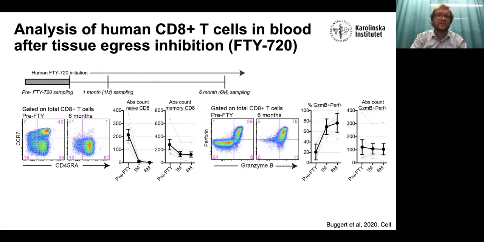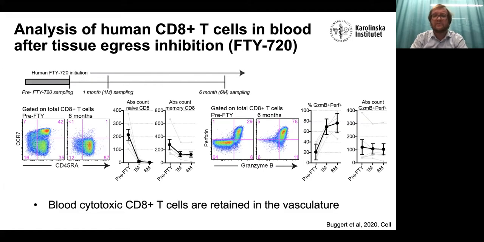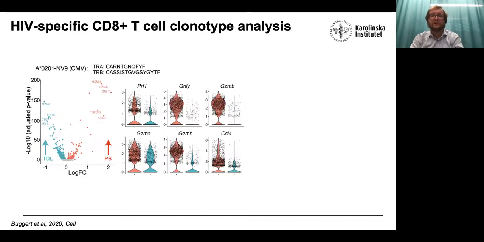And the reason for that is that these cells we just talked about, the cytotoxic cells, increase in frequencies, as you can see here, but their absolute counts are retained within the blood for a long time, 6 months at least after FTY720 treatment. So basically what this means is that blood cytotoxic T cells, based on perforin and granzyme B expression, are retained in the vasculature. So finally, what we did in this story was also to conduct single-cell clonotype and transcriptome analysis.